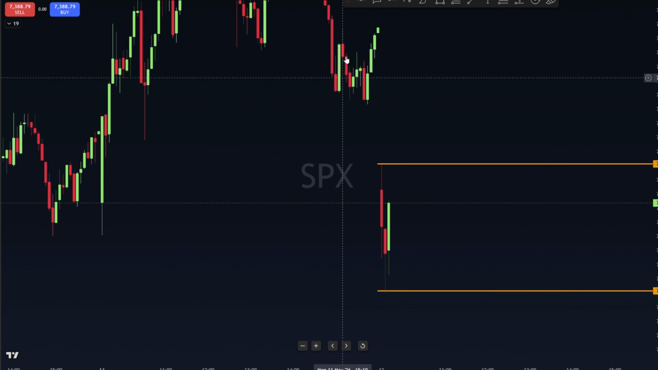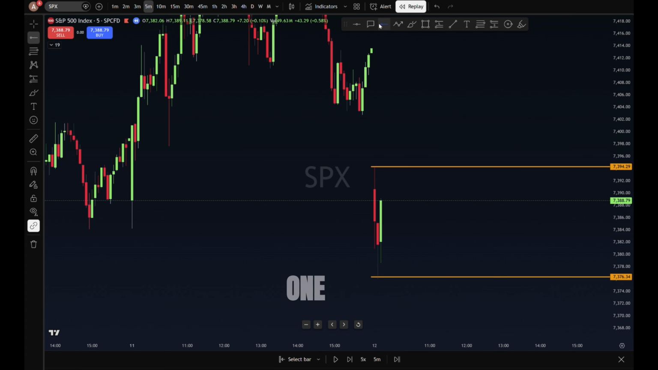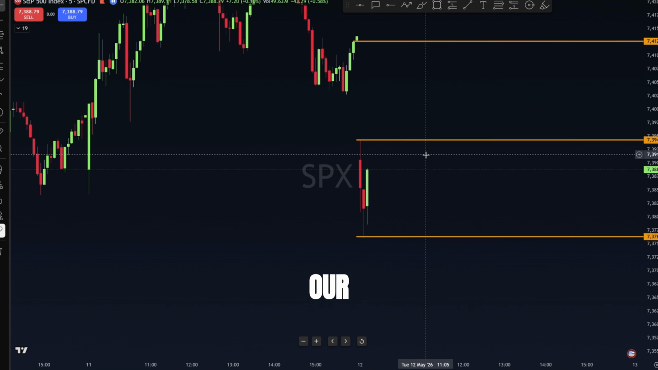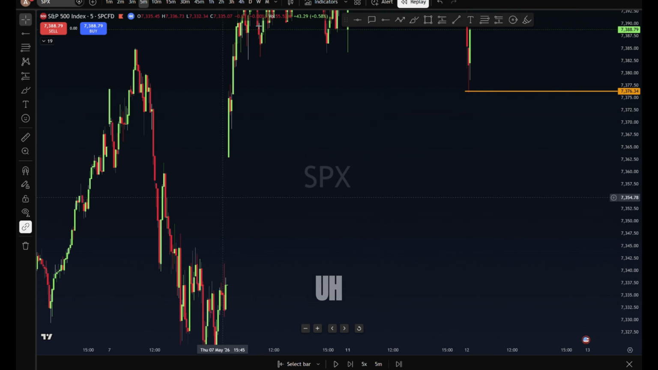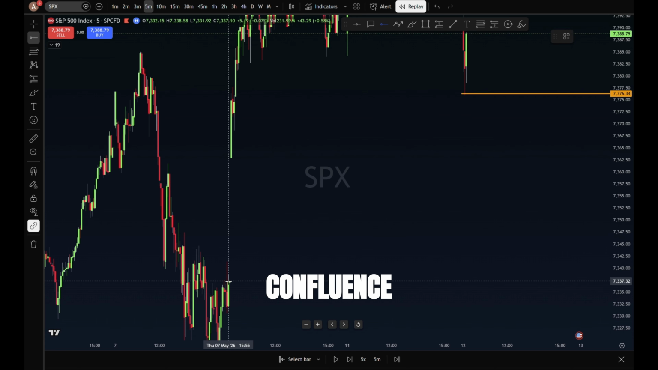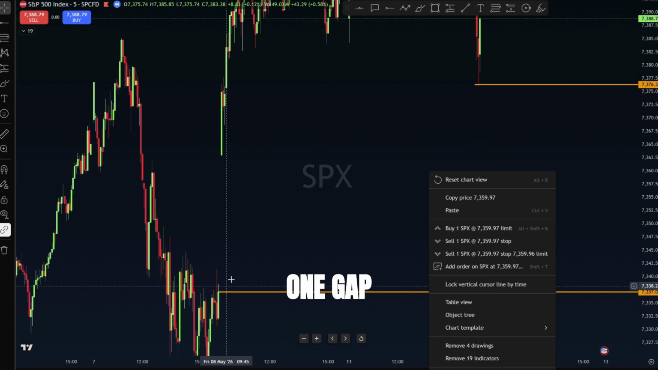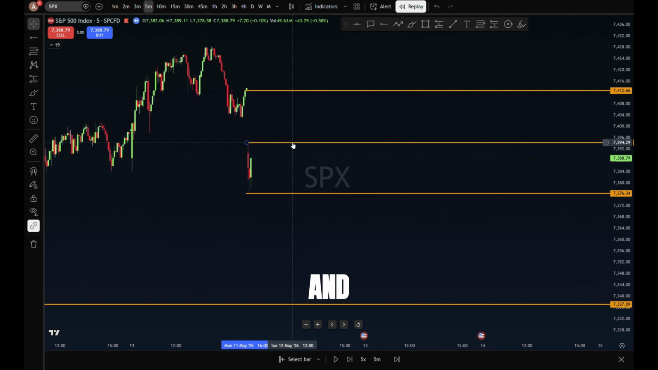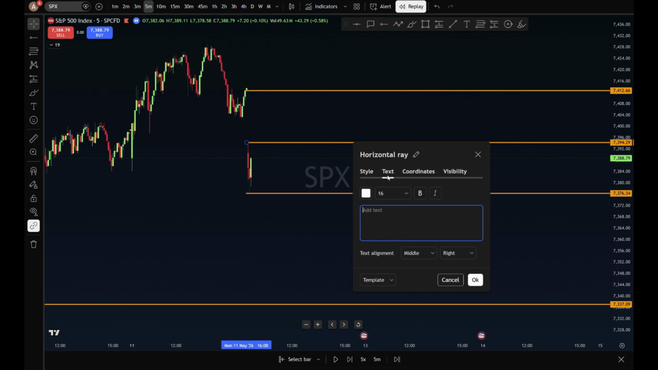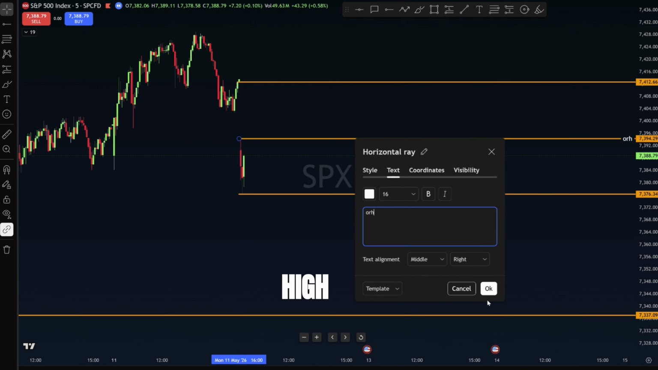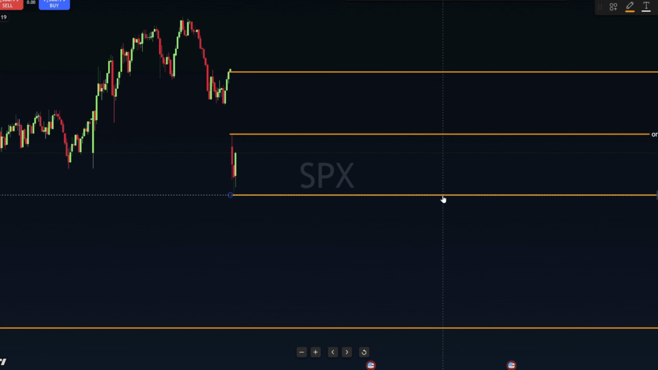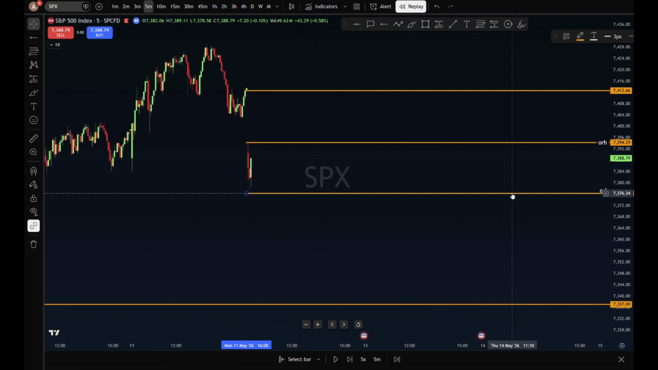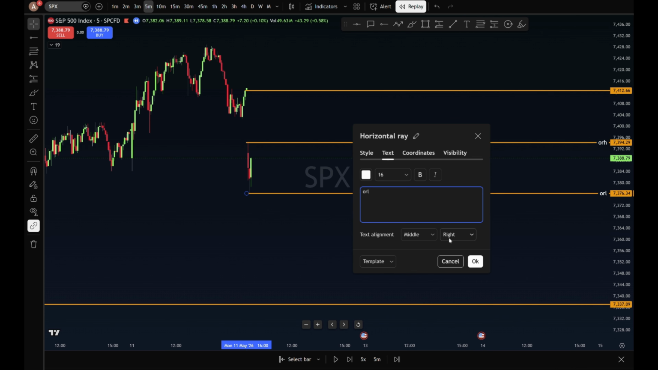Now you wait. As you can see, we have an upside gap, so there's one gap upside. Let's mark this one just for our confluence. And right now here, one gap here, so we have two gaps, upside and downside. Then you name this so you won't get confused: opening range high and opening range low.